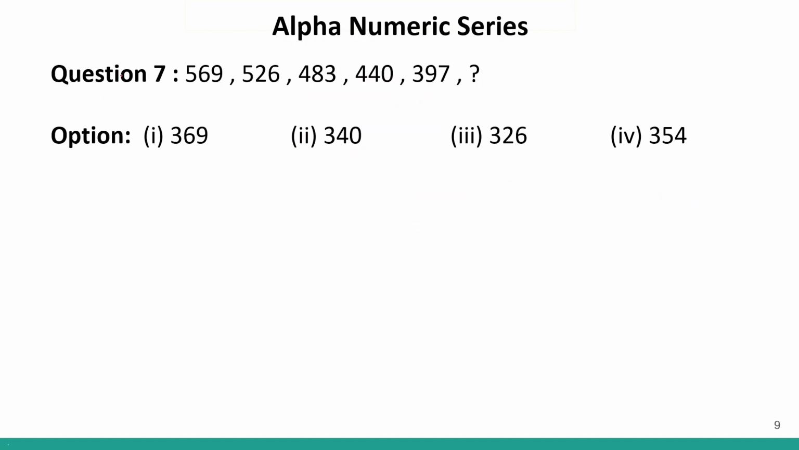Now, question number 7. 469, 426, 483, 440, 397 and the missing term. I can see these numbers are pretty close to each other, so maybe we are subtracting. From 569, if we move to 526, I'll get 3 and I'll get 4. So this is a subtraction of 43, correct?